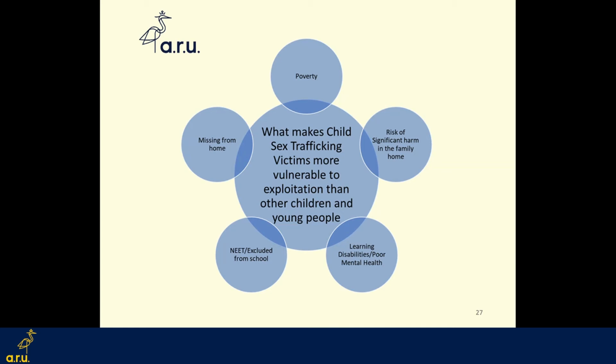So poverty is a key indicator here. People who live in deprived communities, children who go missing from home, risk of significant harm in the family, children who are excluded from school. Learning difficulties is another element of this. So if there are indications that children are suffering from these 5 elements, then they're more likely to be trafficked for sex or exploited for other means, let's say county lines or other forms of child exploitation.